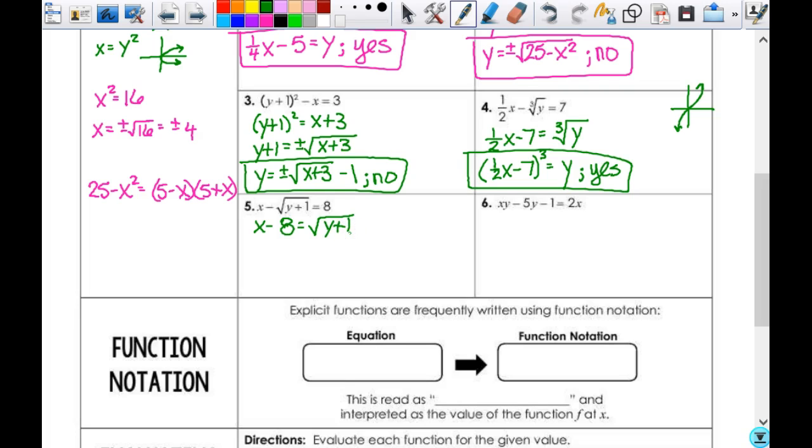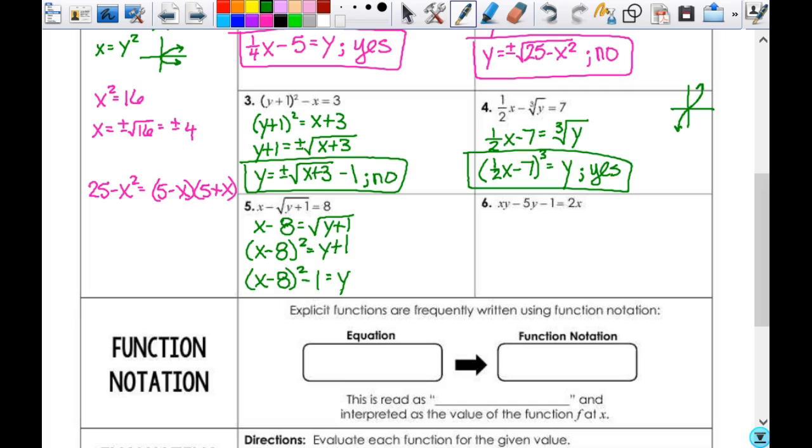What do I need to do next? Square it. I'm going to square both sides. So I get x minus 8 squared equals y plus 1. Still got to get y by itself. So x minus 8 squared, minus 1 equals y.